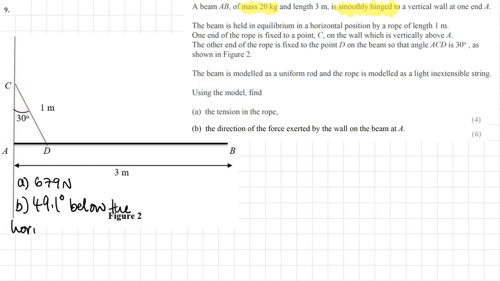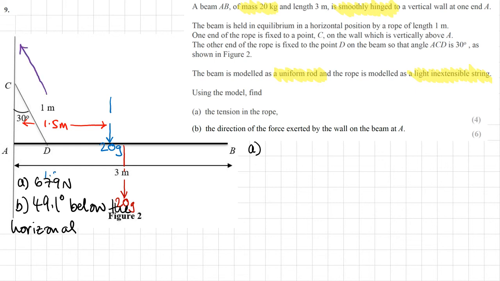The beam is modelled as a uniform rod and the rope is modelled as light and inextensible. Using the model, find, in part A, the tension in the rope. So the first thing I want to do is to put on the forces here. So I'll put on the weight of the beam, which is 20G. It's a uniform beam, so that means that the centre of mass is at a distance of 1.5 from either end of the beam.